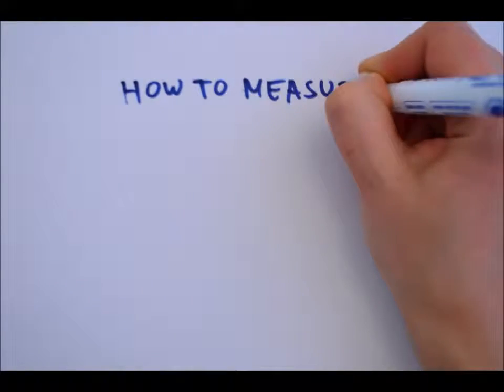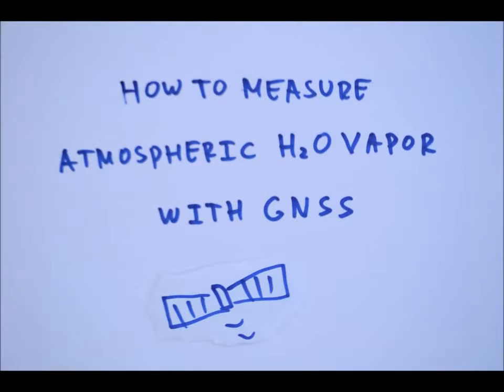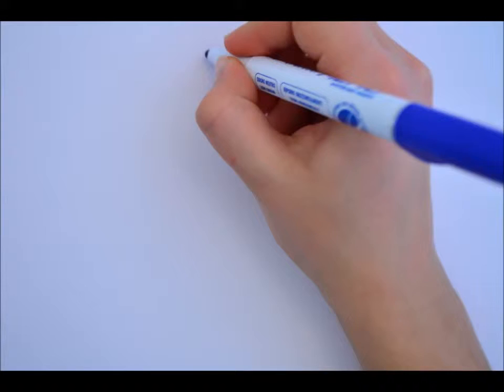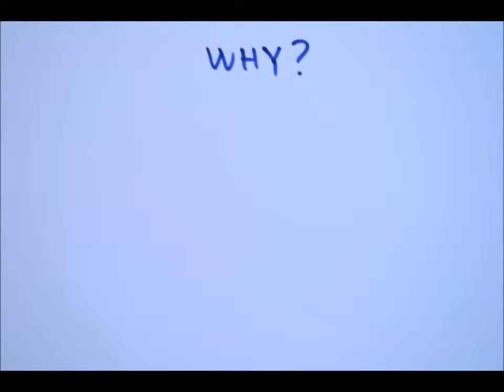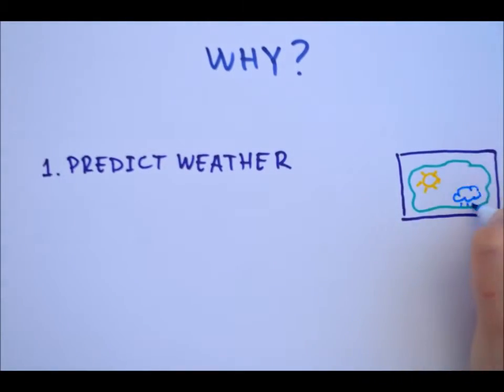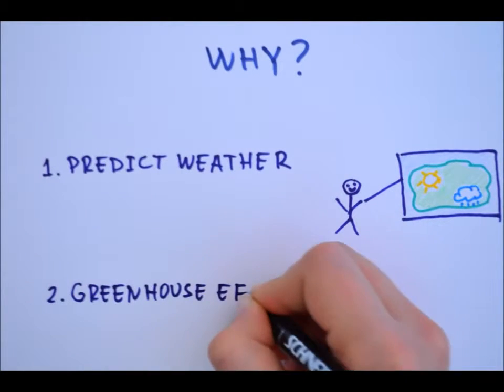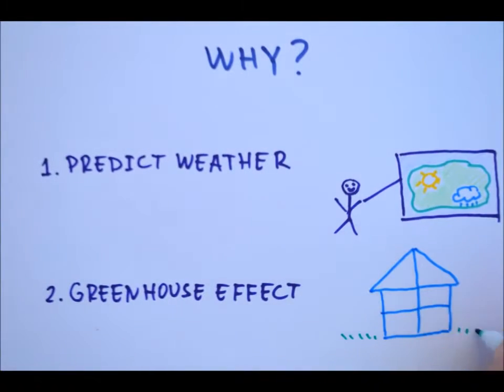This video is about how to measure the atmospheric water vapor with the global navigation satellite systems. But you may ask, why is water vapor important for us? Well, firstly, it helps us to predict the weather, because it's the main source of water in the rain clouds. And secondly, it's the most abundant greenhouse gas, accounting for 70% of atmospheric warming effect.